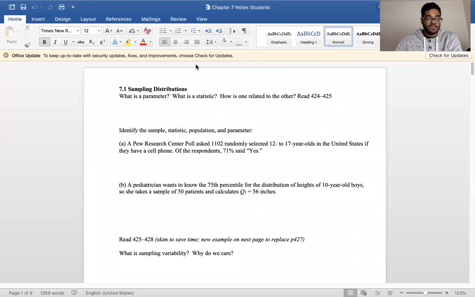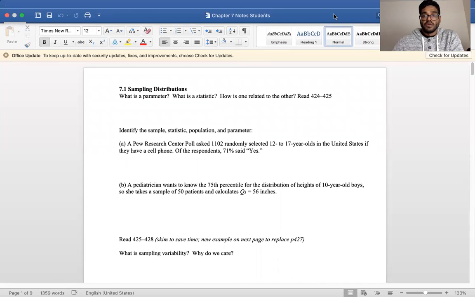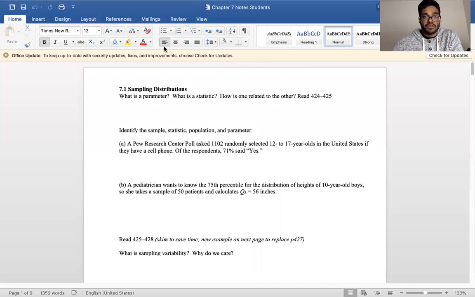All right, everybody. This is going to be the first part of the Chapter 7 notes on sampling distributions. So we're going to talk about a couple definitions and look at a couple examples and go from there. So first big definition is the difference between a statistic and a parameter.